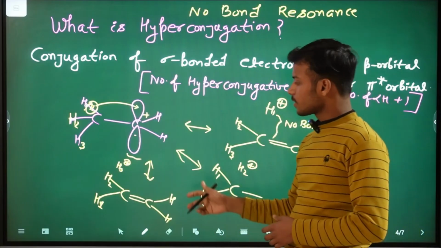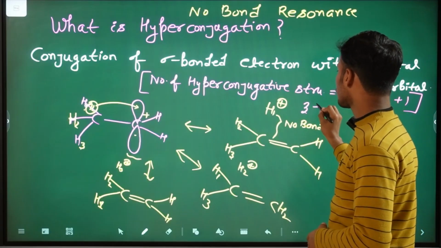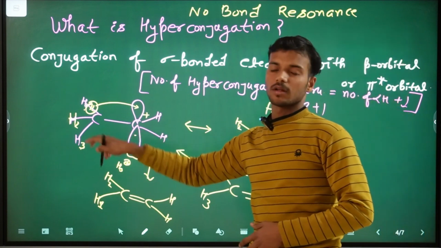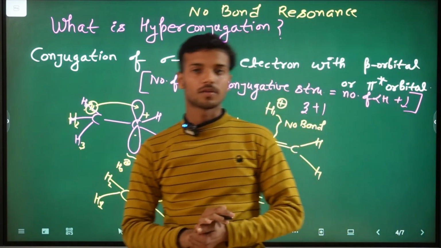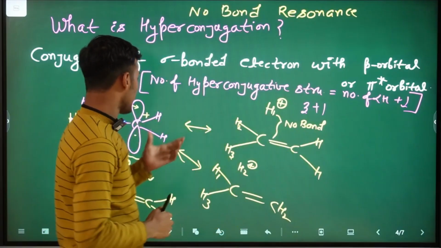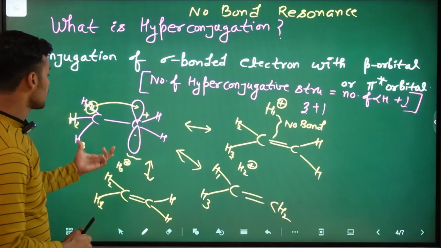Here, 3 alpha hydrogens plus 1. What is this one? This is the original structure. In the case of hyperconjugation, we also count the original one. We also consider the original structure as a hyperconjugative structure.